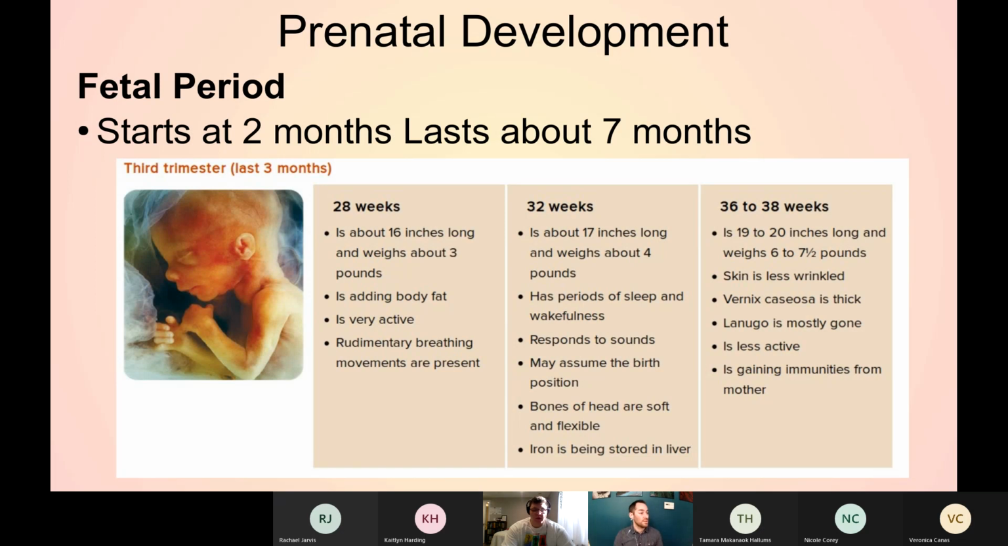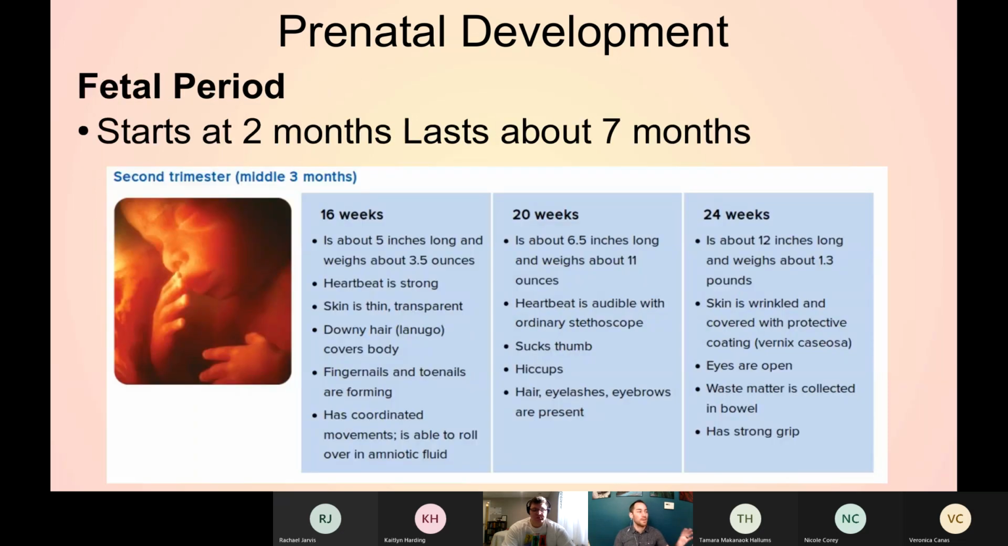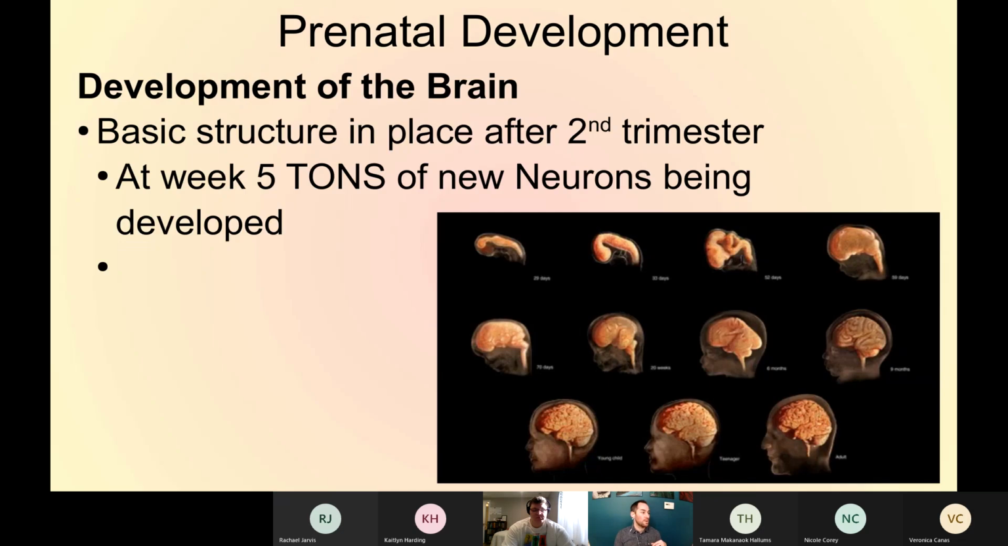But that's the fetal period. So the teratogens generally can have a bigger detrimental impact during the embryonic period than the fetal period, but there's still a lot happening during the fetal period. So let's specifically look at the development of the brain during the whole prenatal development.